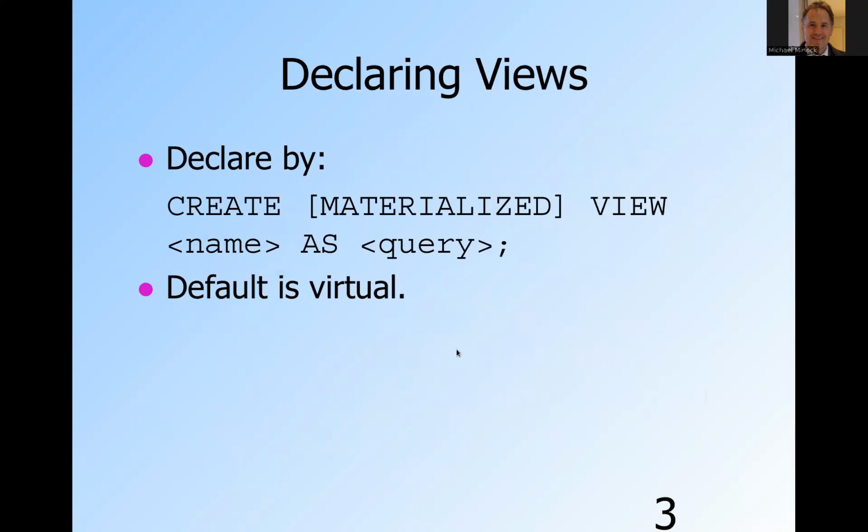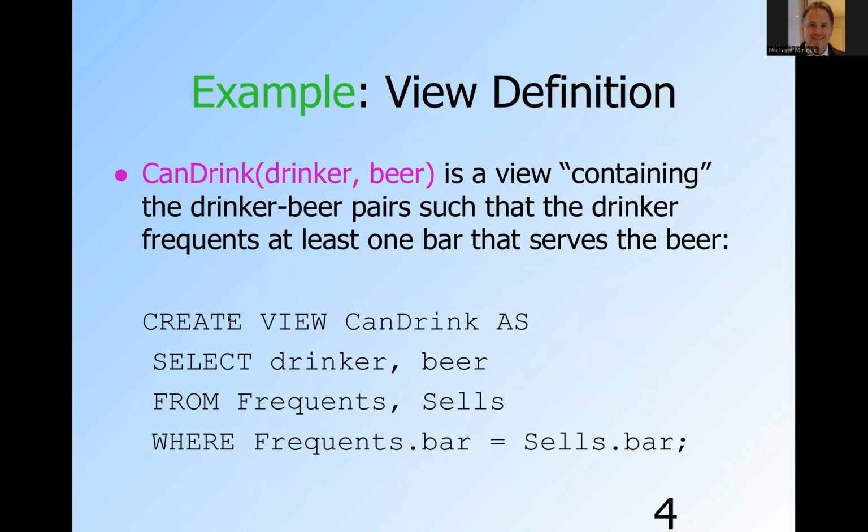All right, create view. So forget the materialized, just create view, give it a name, and then give it a query. It's quite nice. So create view CanDrink means that we're going to have a drinker and a beer. The drinker is able to drink the beer if they frequent a place that actually sells that beer, right? That would make sense. So we're enriching the tables now with this CanDrink. It's like a virtual table. You can treat it almost exactly like a table.